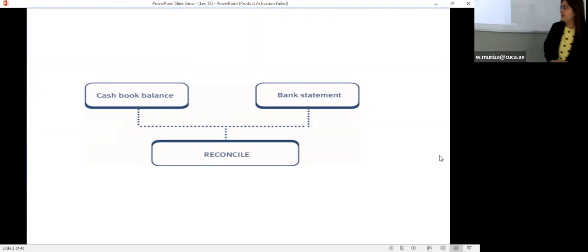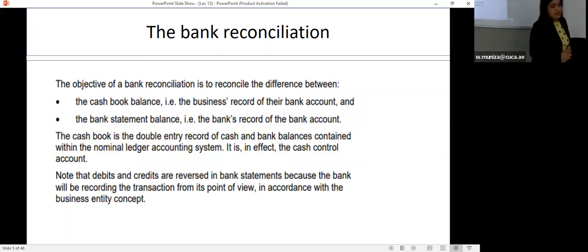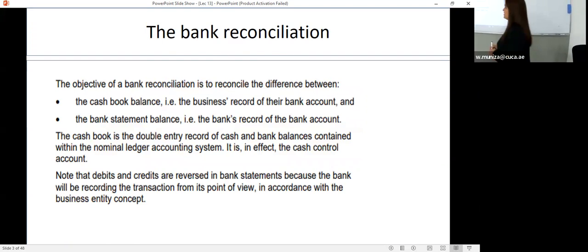So as you can see in this chapter, we are going to learn how we are going to compare the cash book balance with the bank statement balance, and how we are going to reconcile if there are any differences present.